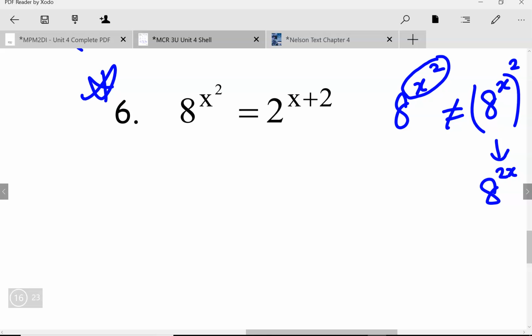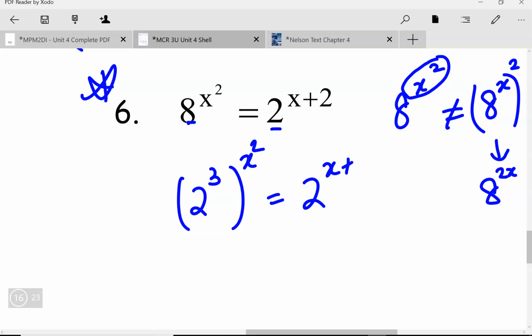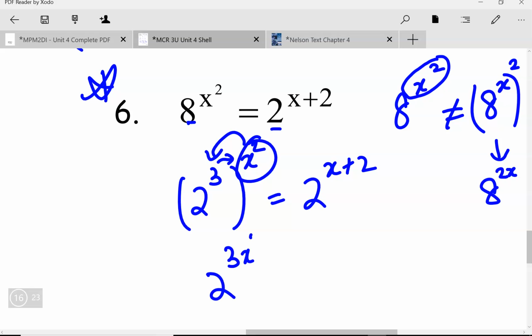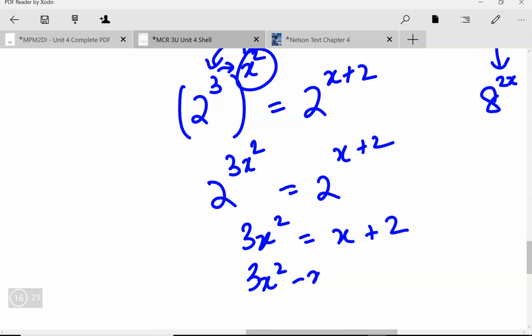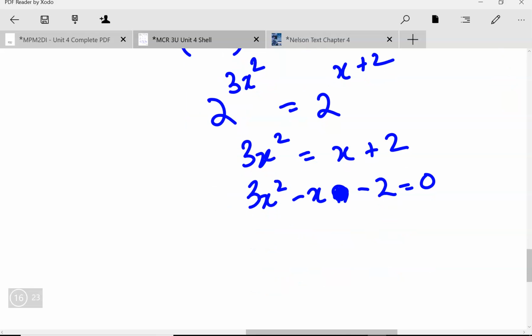So in terms of what I'm doing here, again, the bases need to be the same. So 8 I'm going to write as 2 cubed, to the power of x squared. And now here, this is a multiplication rule, because I have a power of a power. So 2 to the power of 3 times x squared equals 2 to the power of x plus 2. And of course, here my bases are the same, so exponents have to be the same. I know this looks different to everything that we've done so far, but again, you just set this equal to 0. We know how to solve quadratic equations.